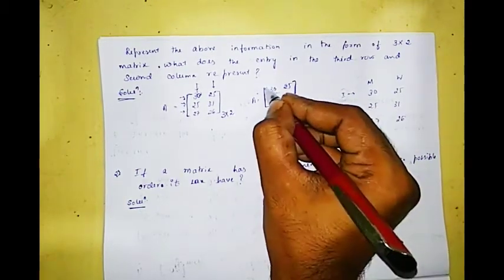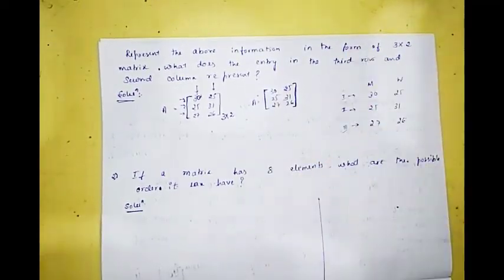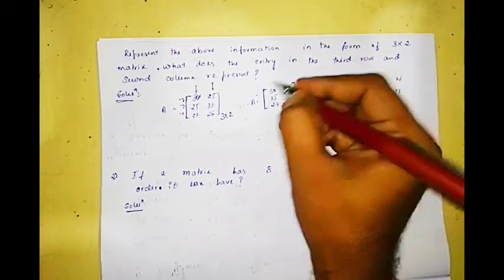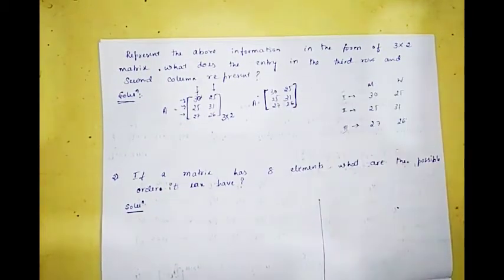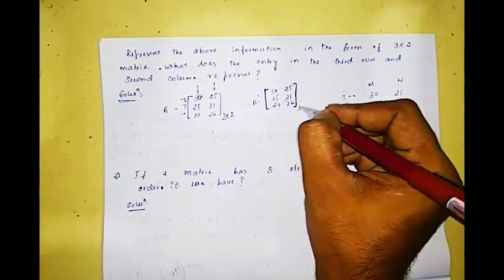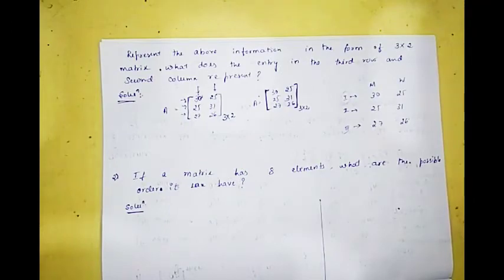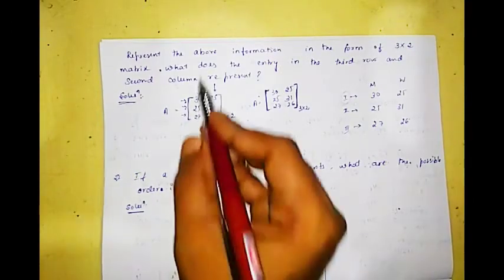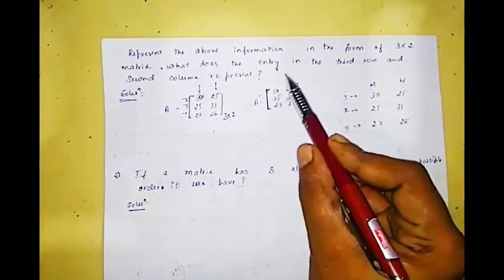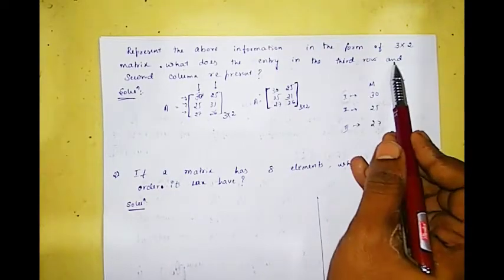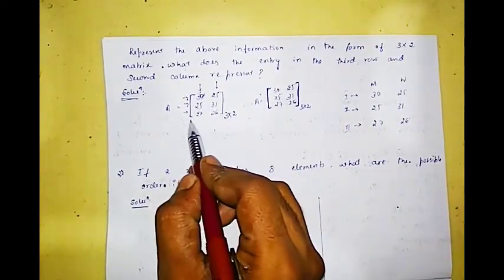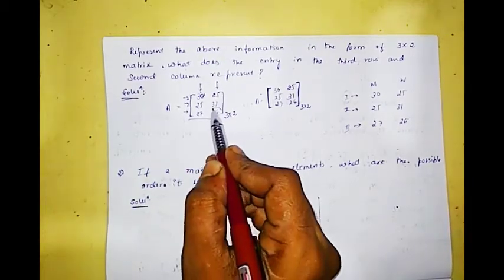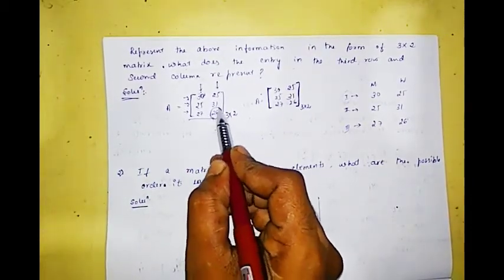Please be careful, it should be the square bracket. If we draw simply lines, it will be the determinant that we will see in the next chapter. Please be careful while writing the matrix. It should be the square bracket, and you have to write the order as well. And the second question they ask: what does the entry in the third row and second column represent? Third row, second column entry.